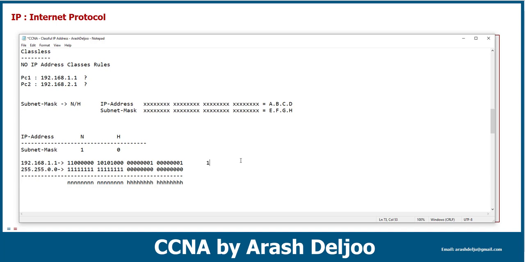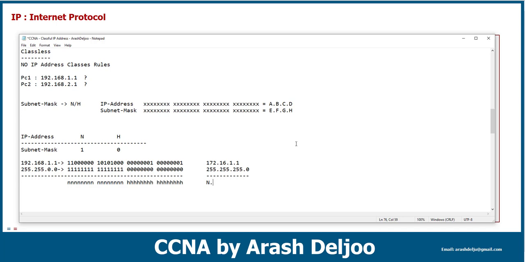Let me give you another example: 172.16.1.1 with this subnet mask, 255.255.255.0. Here I'm not going to write this value in binary format because it's easy. Look here: 255 means eight 1s, and it means all 8 bits of the correlated bits in the IP address are the network bits.